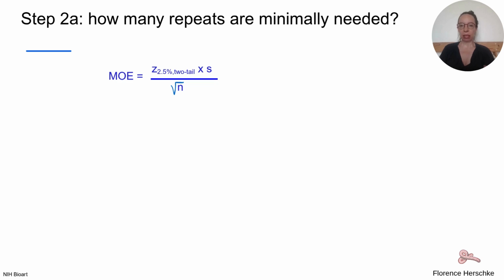To evaluate and calculate the minimum number of independent repeats that should be performed, the MOE equation can be used and converted to the following. So n equals to the square of the ratio z-score for a 2.5% and 2-tailed test multiplied by the standard deviation and divided by the MOE.